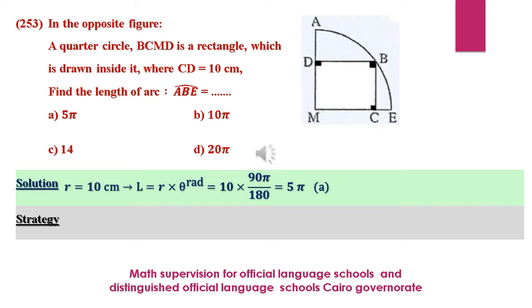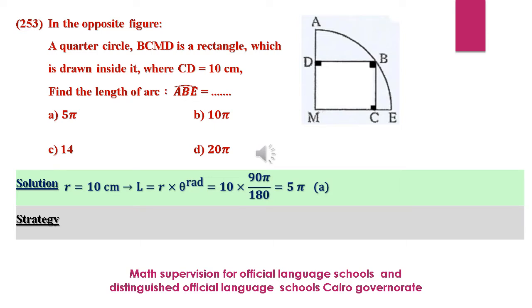We have here a quarter circle, and BCMD is a rectangle drawn inside the quarter circle where CD equals 10. Find the length of arc AB. Of course, BCMD is a rectangle, so the diagonals are equal, length CD equals MB equals 10 centimeters. So the radius of the circle equals 10 centimeters.